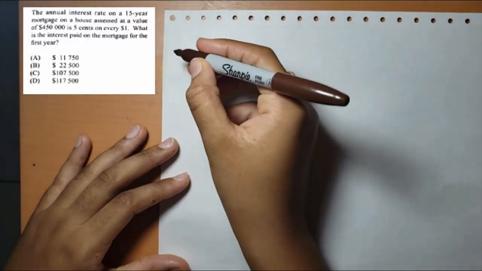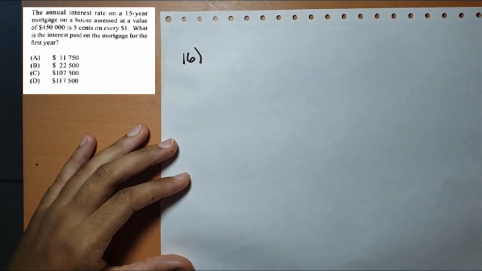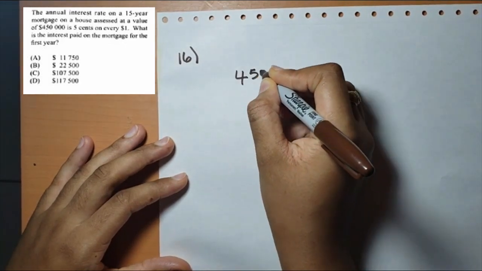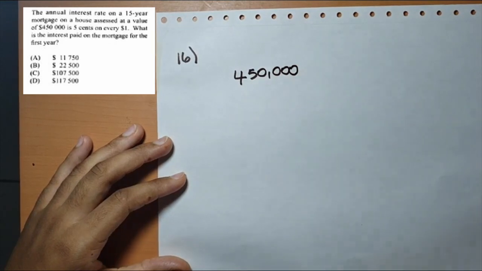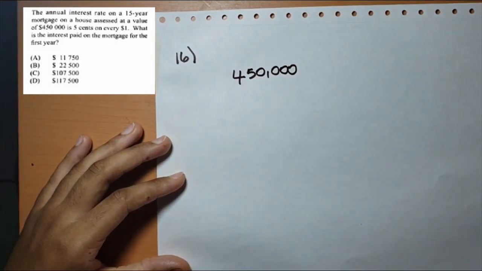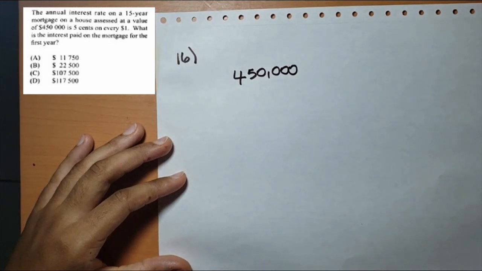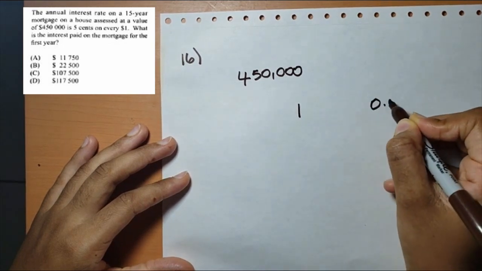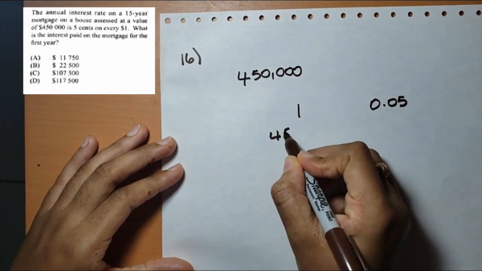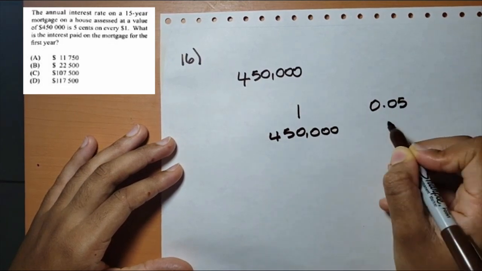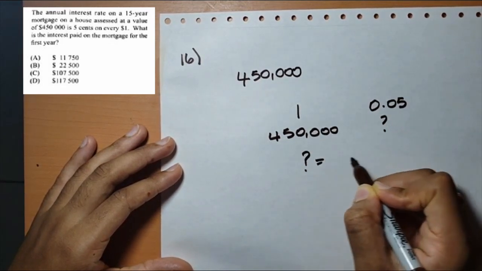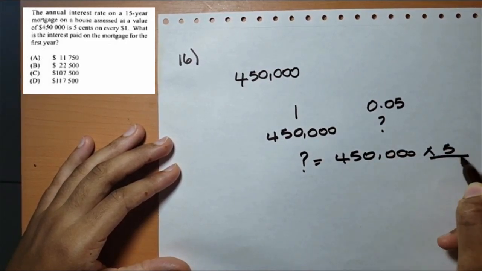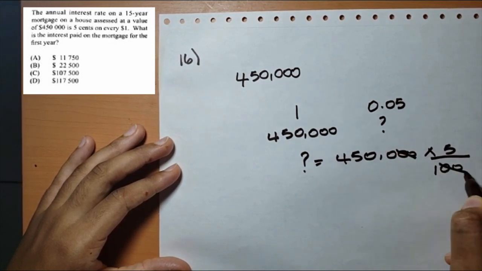So for number 16, we're told that the annual interest rate on a 15-year mortgage on a house at a value of $450,000 is 5 cents for every dollar. That means that for every dollar here, the interest that you're paying is 5 cents. So for $1 you're paying 5 cents. How much interest are you paying on 450,000 of those dollars? So therefore the answer is 450,000, because we're just finding the interest, times 5 over 100.